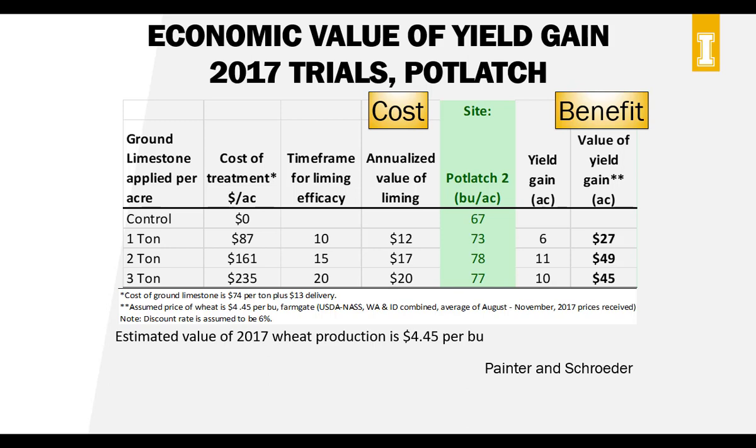If we look at our yields from one of our locations in 2017, we see we had a 6 to 11 bushel increase in yield. The value of that, based on $4.45 per bushel, was $27 to $49. So we're seeing about a $15 to $25 increase in our return by having applied lime to these soils.